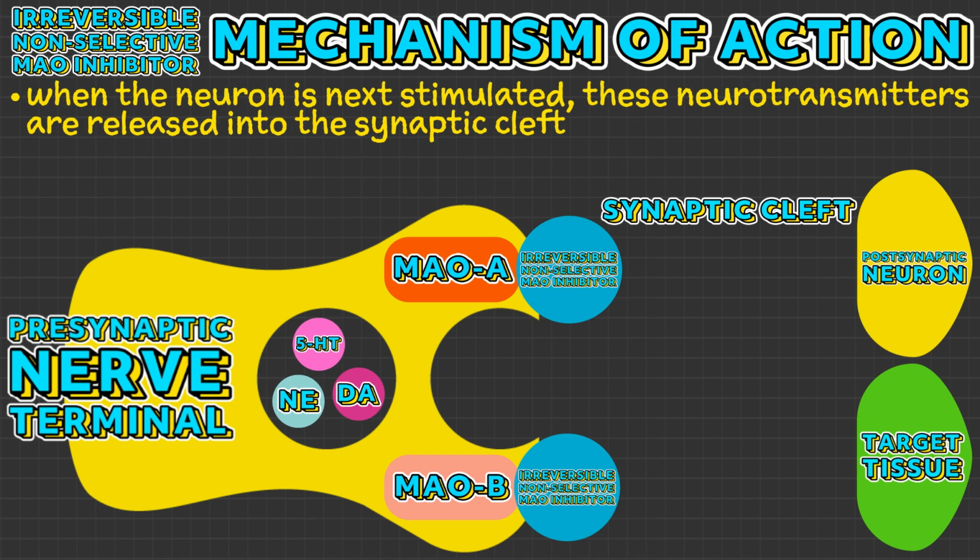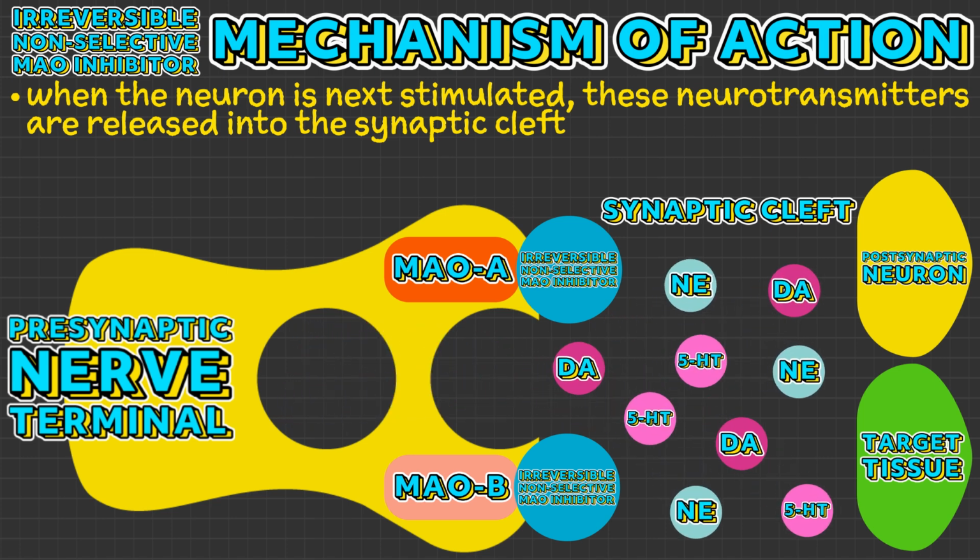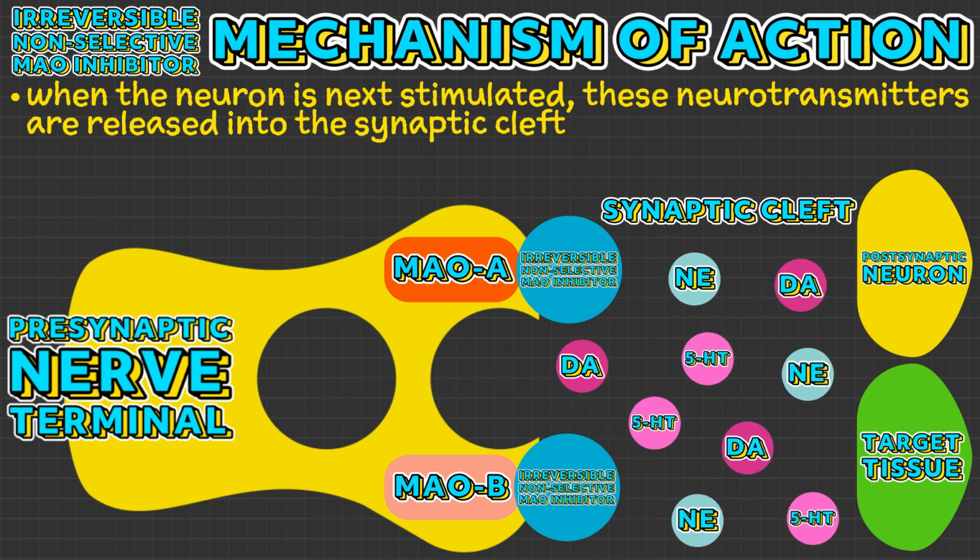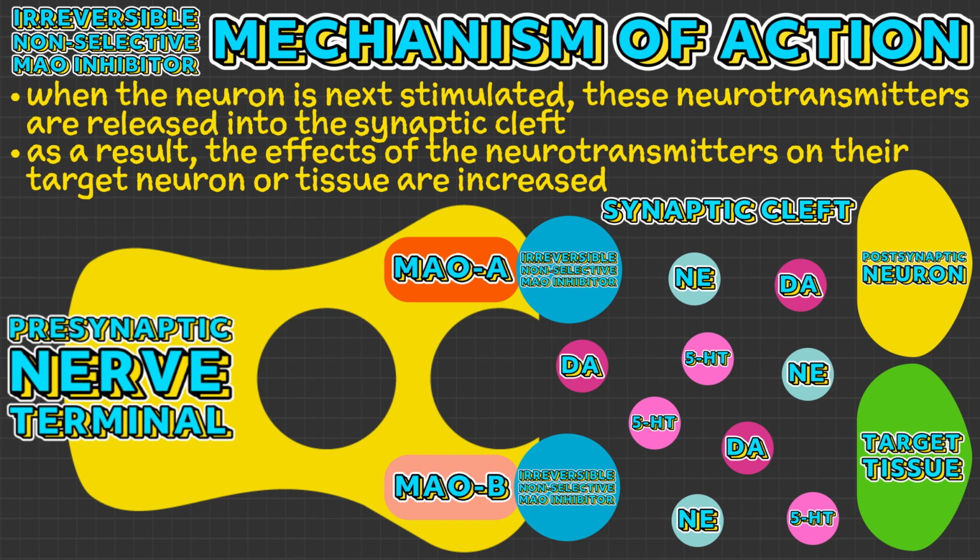neuron. When the neuron is next stimulated, these neurotransmitters are released into the synaptic cleft, or the space between neighboring neurons, or a neuron and its target tissue, causing an influx. As a result, the effects of the neurotransmitters on their target neuron or tissue are increased.